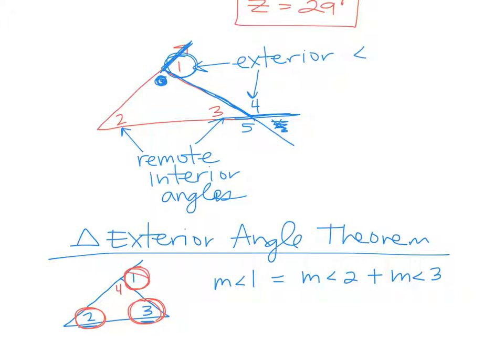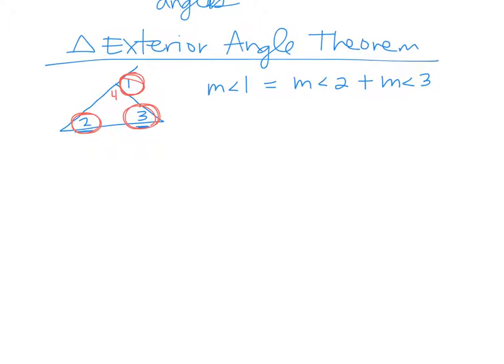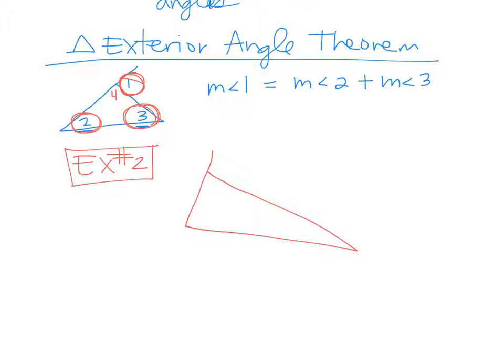Okay, let's do one. Let's do 2 actually, and then we're done. So this is example 2. We have this picture where this is 80 degrees, this is 18 degrees, and we want to know the measure of angle 1. If we're thinking exteriors and interiors, which one's our exterior angle? Angle 1. Our remote interiors are 80 and 18.